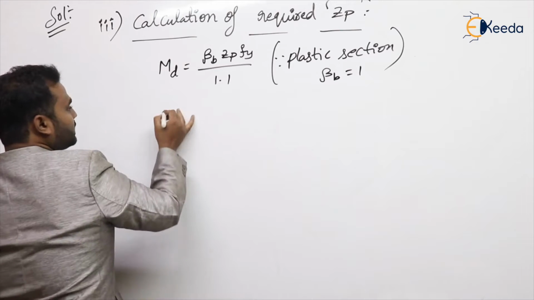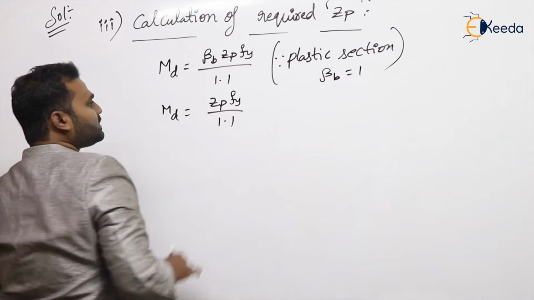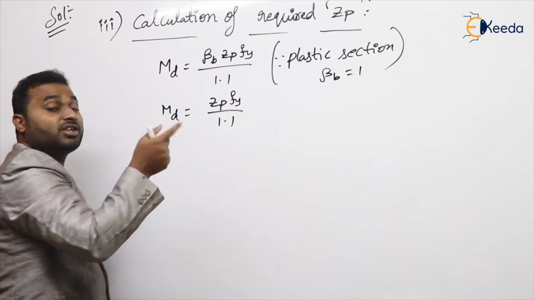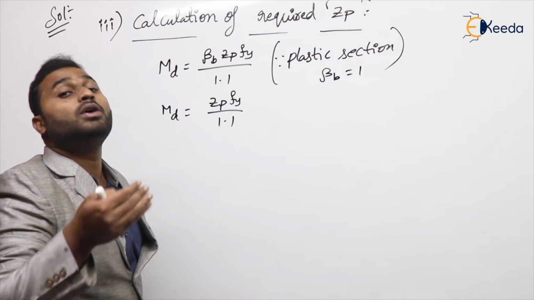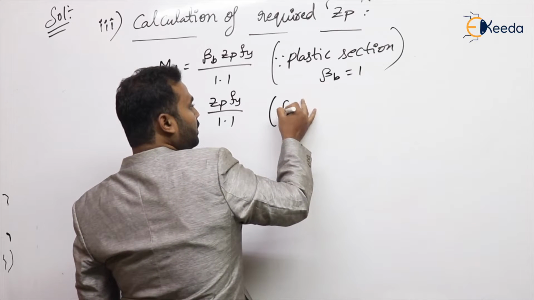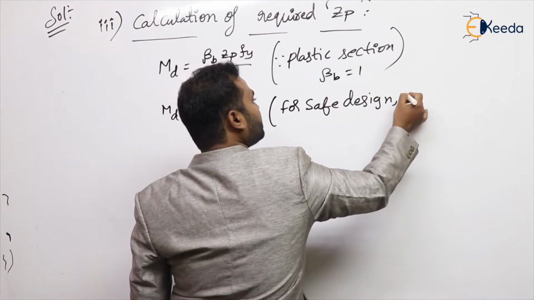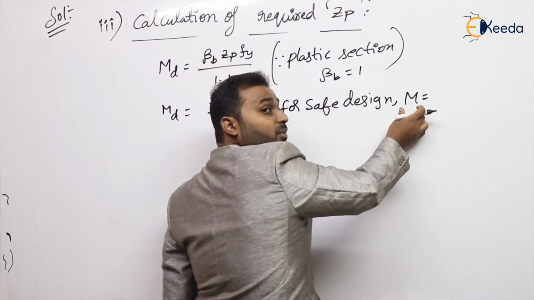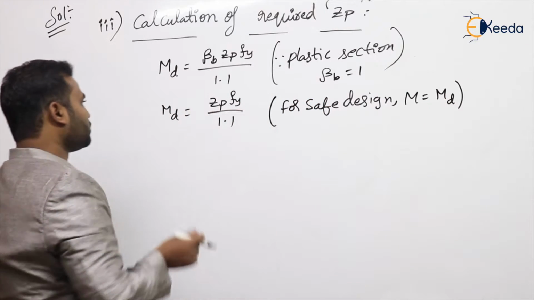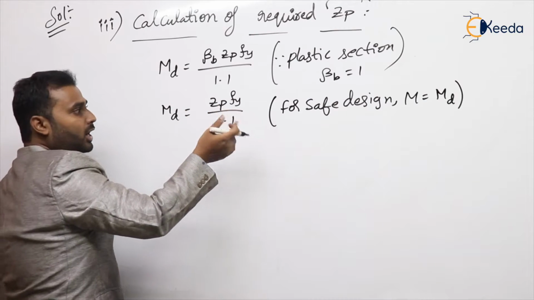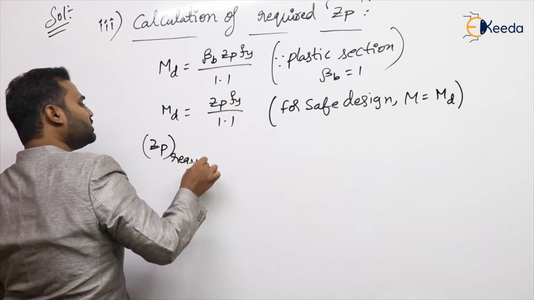Then this formula modifies as MD is equal to ZP Fy by 1.1. For the same design, this design flexural strength of a beam should equal the factored moment. It means for a safe design, the factored bending moment or external bending moment should equal the design flexural strength. So in place of MD, write M. Now ZP required: from these values, calculate the ZP required.